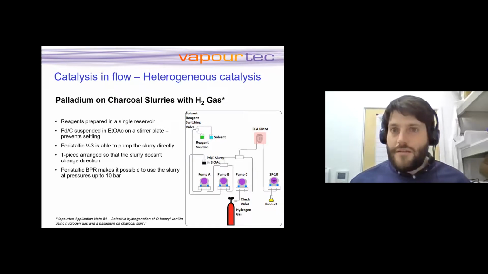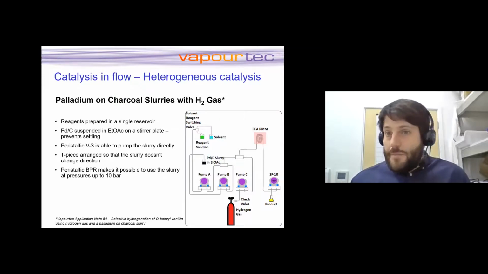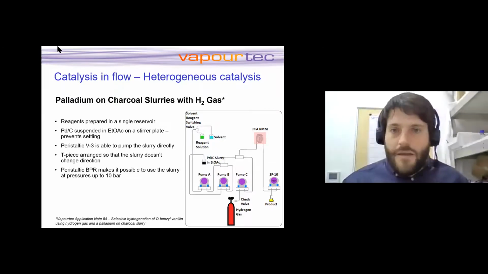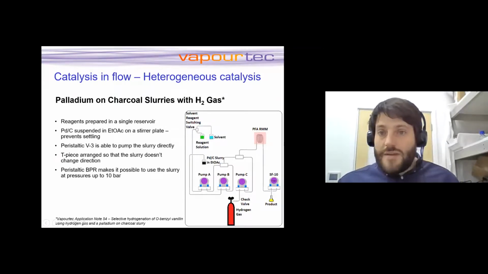The problem is, if you leave anything in a bottle to sit, it will settle. So a technical tip is to just use a magnetic stirrer on your reagent bottle, so your palladium on charcoal is under suspension all the time. And finally, we need to pump hydrogen. So we can just connect the hydrogen gas cylinder to our pump and meter standard cubic centimeters. So you can see in this diagram, we have A and B mixing. So we have our slurry with our reagent, then we mix it with hydrogen, and finally it goes through our reactor.